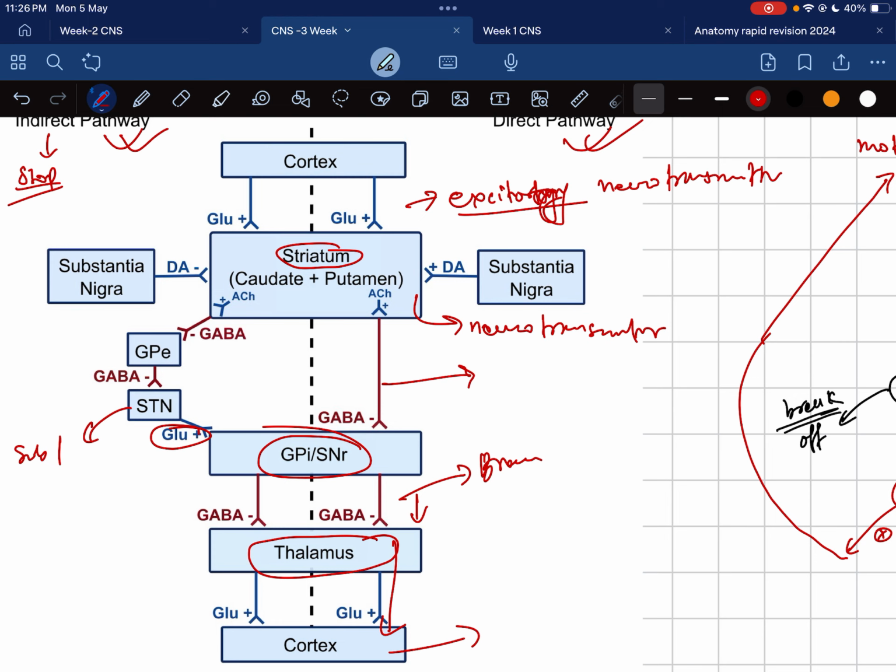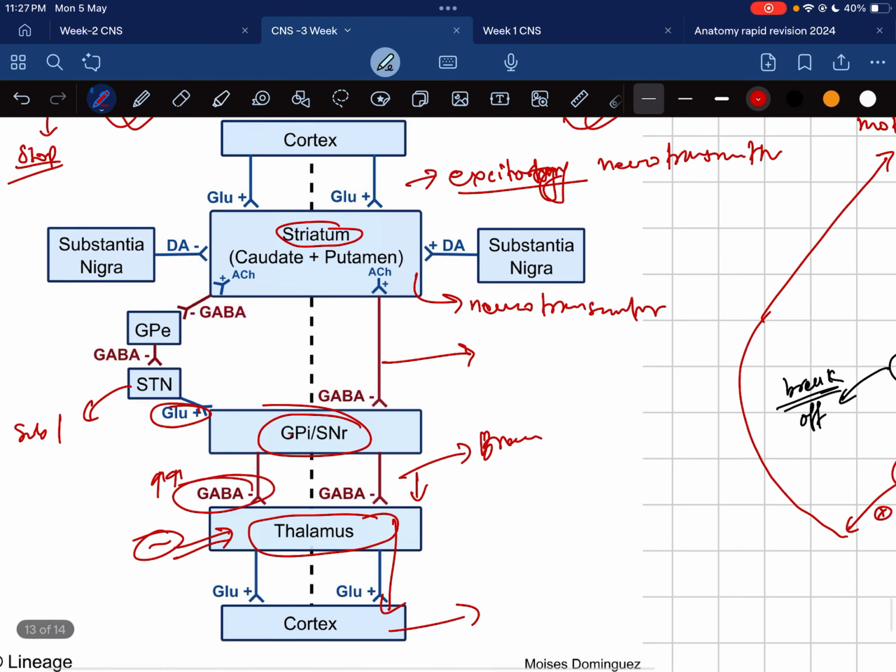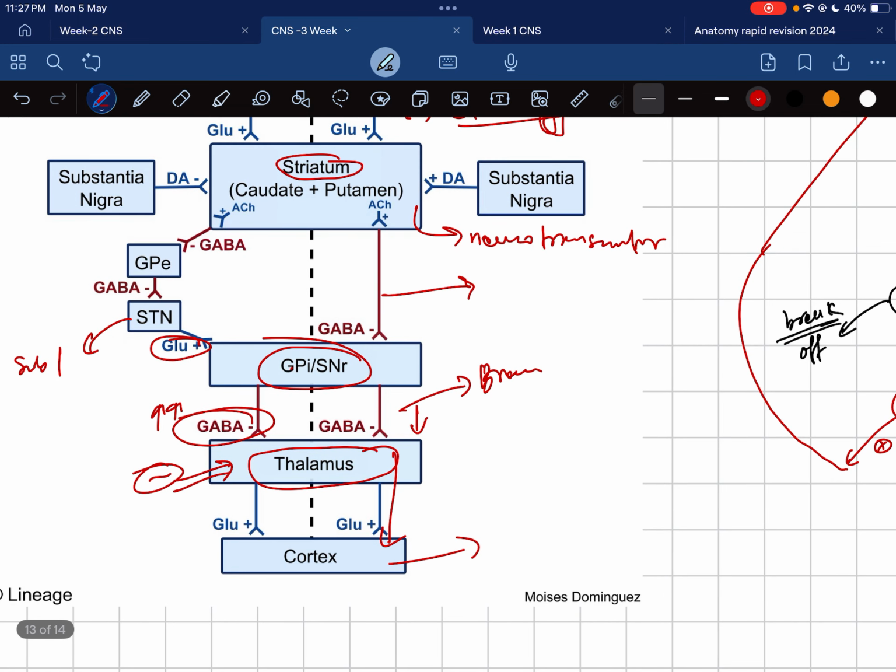When this is stimulated, it releases more GABA, increasing GABA, that inhibits the thalamus. When the thalamus is inhibited, it leads to a decrease in the glutamate to the cortex, and that leads the cortex to send the impulse to stop the movement.